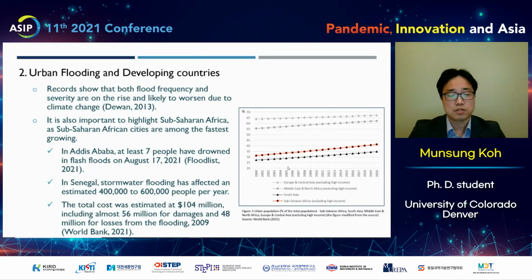It is also interesting to see that, unlike traditional urbanization, these days urbanization is happening regardless of income status. To give you an example of the significance of urban flooding in developing countries, in Addis Ababa, Ethiopia, a few days ago, 7 people died because of a flash flood in the city. And in Senegal, in West Africa, storm water flooding affects about 400,000 to 600,000 people annually. The total cost of damage in Senegal itself is over $100 billion annually.